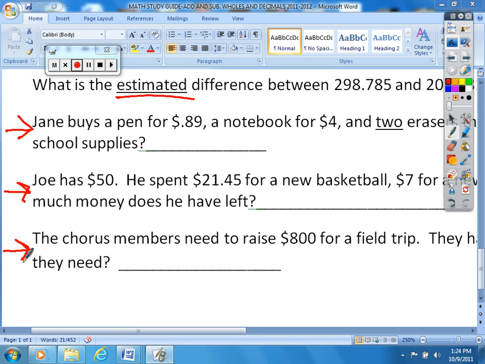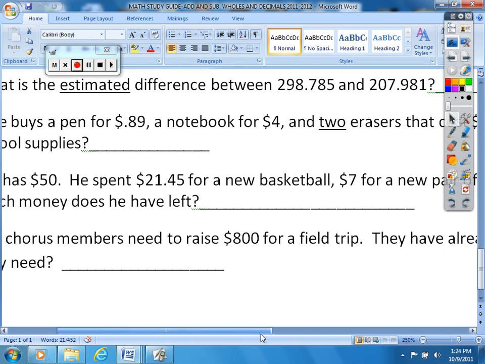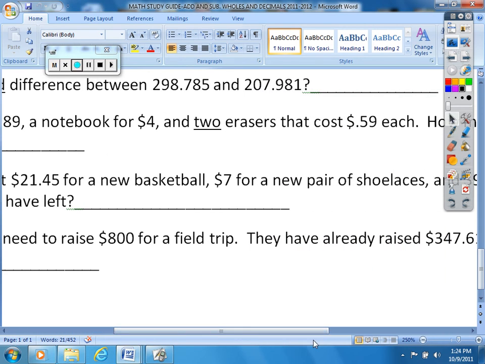Once again, before you start doing a word problem, you've got to know what they're asking you to find. Is it an estimated sum or difference, or is it an exact? So it's the student's job to read through those carefully. I'll do a couple of these real quick, and that's going to do it for today. I'm not going to do anything on the other study guide, because it's mainly practice problems. We'll do those in class.